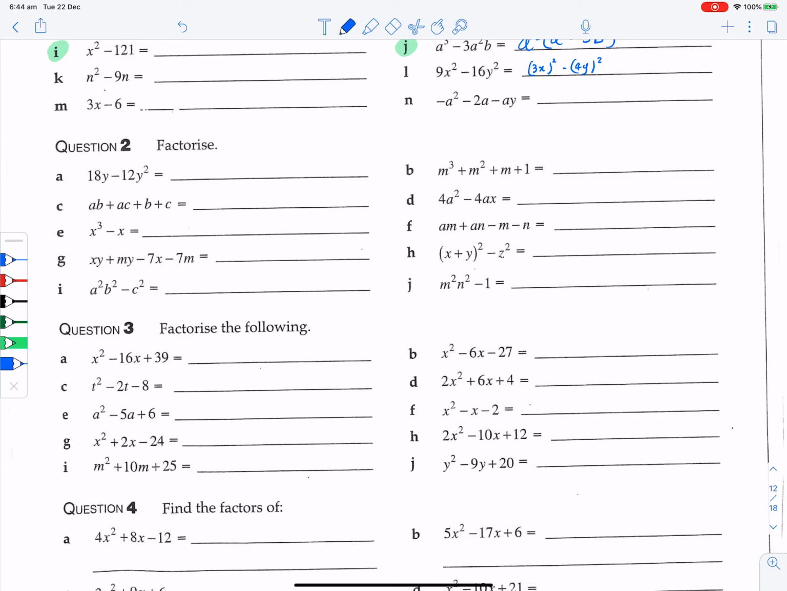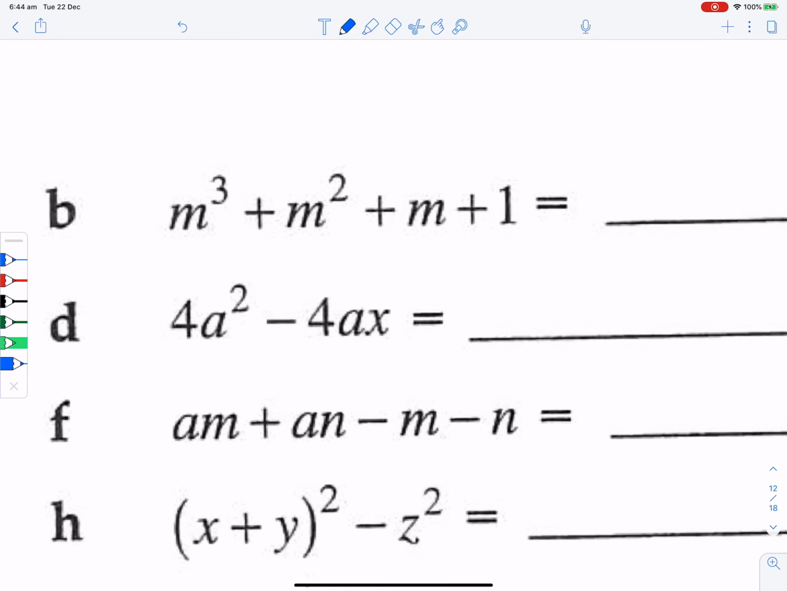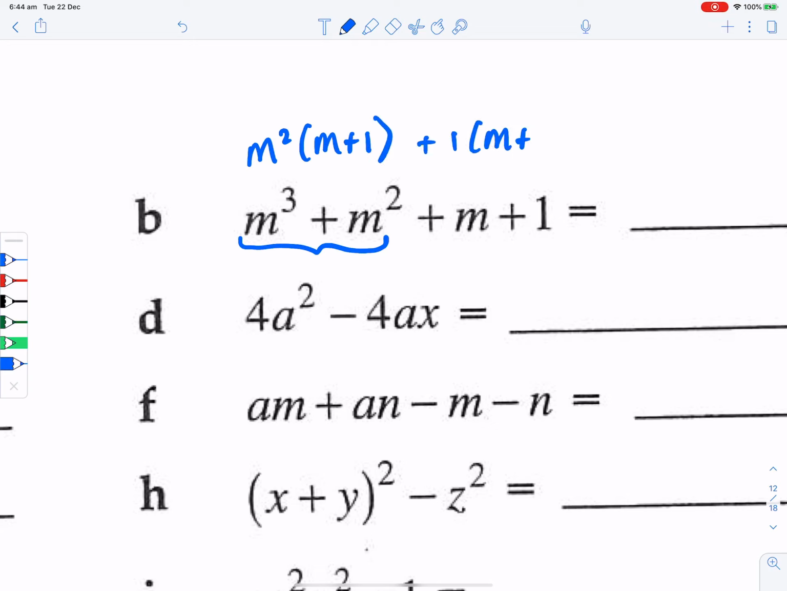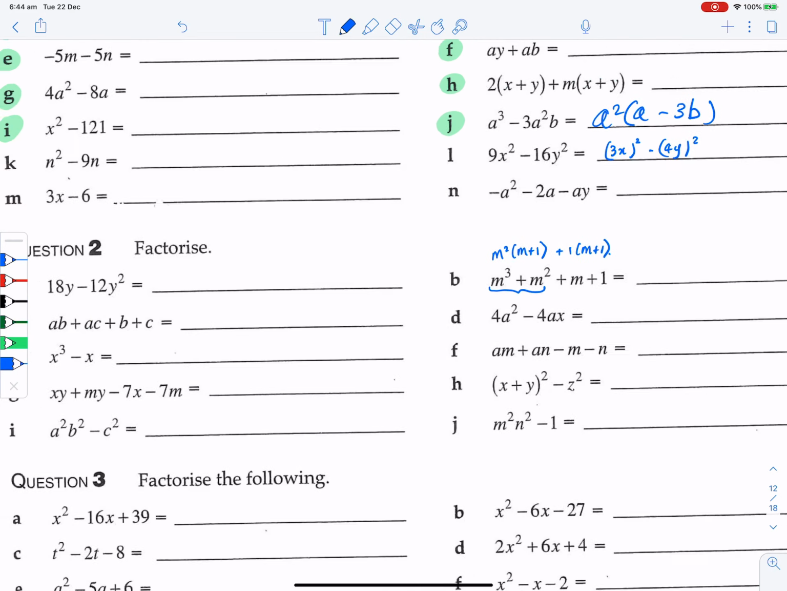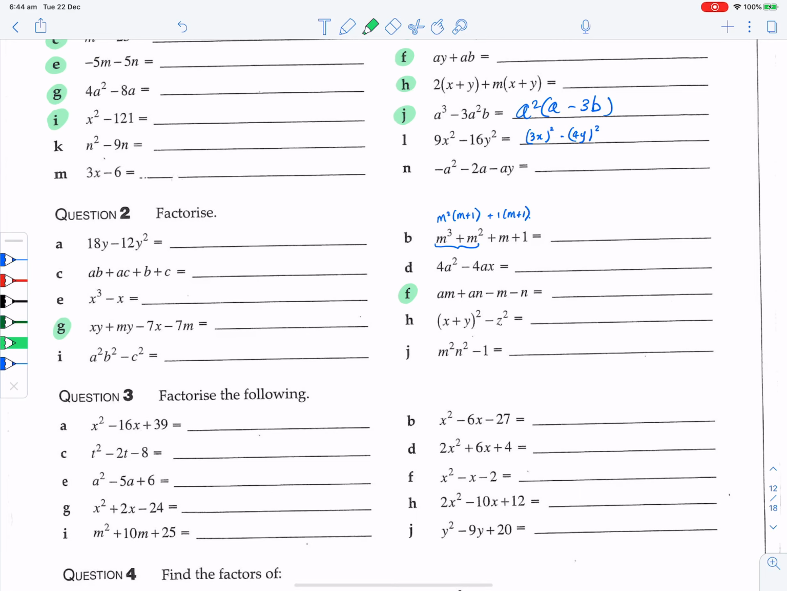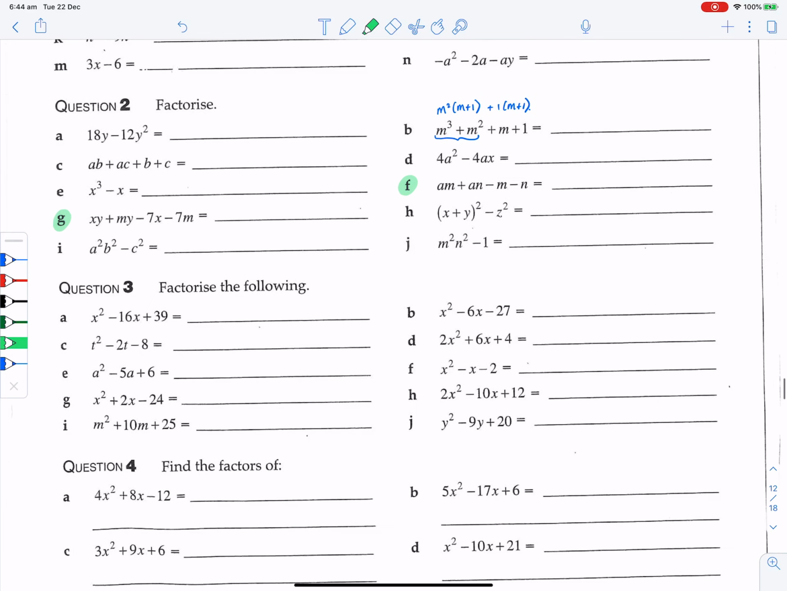Moving along now, I won't go through every single question, but I'll just have a look. Question 2b, m cubed plus m squared plus m plus 1 is a grouping in pairs question, because if I take out m squared here, I'm left with an m plus 1, and I can take out a 1 here, and that becomes m plus 1 grouping in pairs. F is also a grouping in pairs question. G is a grouping in pairs question. I and J are difference of two squares.